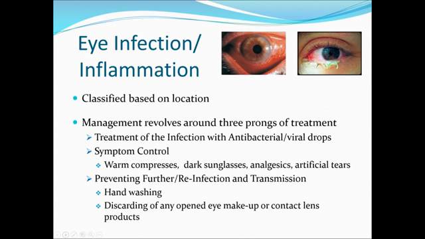We want to control their symptoms, so we can do that with warm compresses. We can use dark sunglasses to minimize the irritation of the light. We can use analgesics, artificial tears if it's drying and really irritated. And the third piece is really about preventing further infection or reinfection and transmission. So making sure they're washing their hands frequently, they're not touching their eye and touching other things. And then, of course, discarding any opened makeup or contact lens products, because if they're infected and they use those again, they're just going to reinfect themselves.